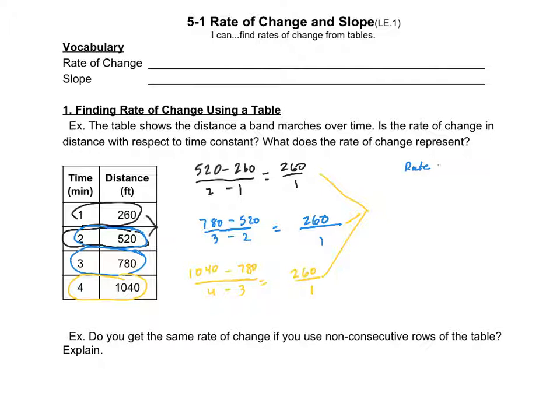My rate of change is going to be something along the lines of 260, and that is distance, right? So that is 260 feet per minute, right? Because we are traveling that distance in a minute. So there we go. That's interpreting what my rate of change is. And that rate of change is 260 feet in 1 minute.